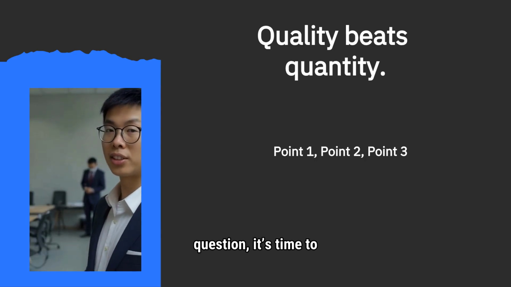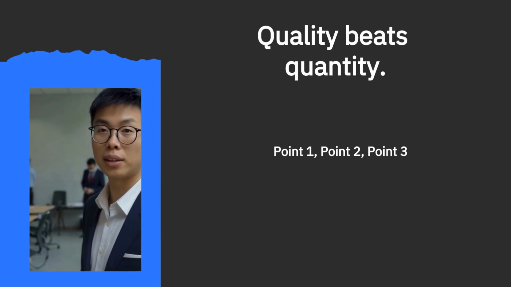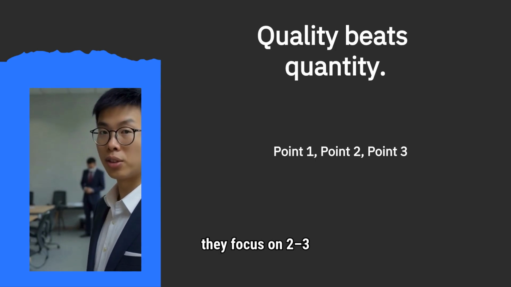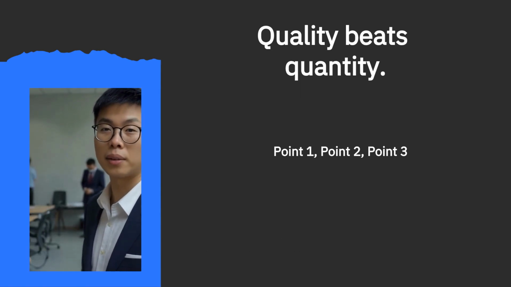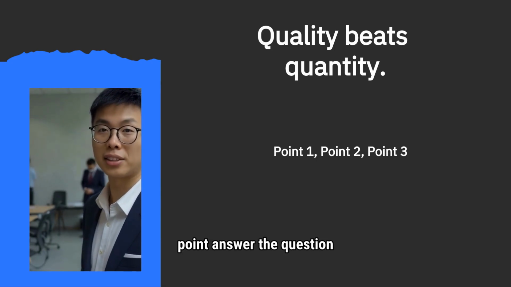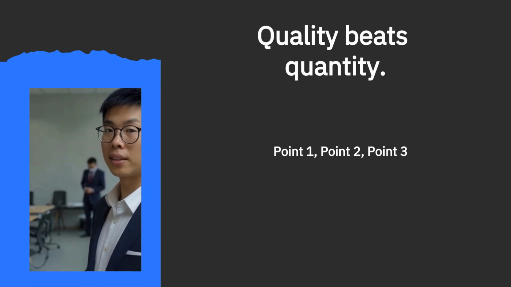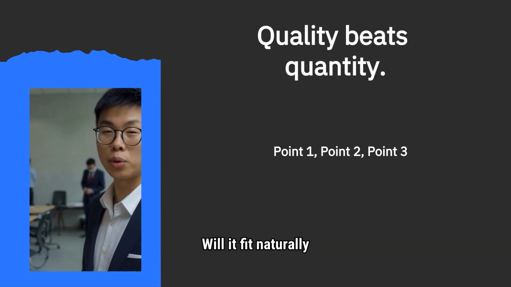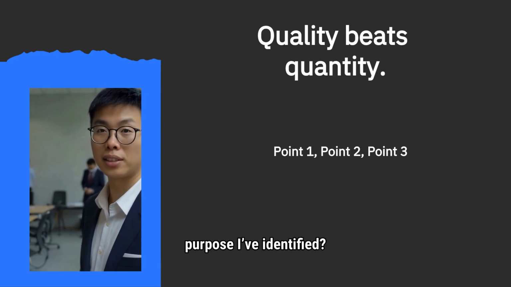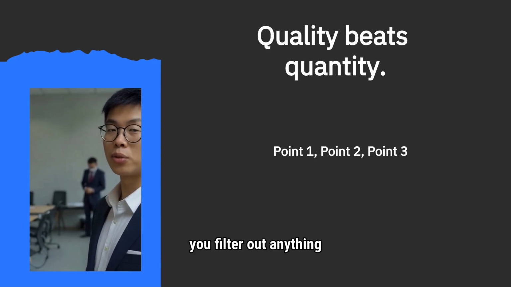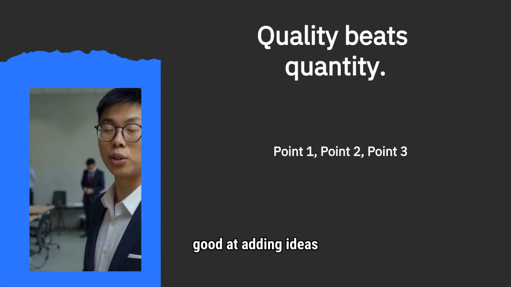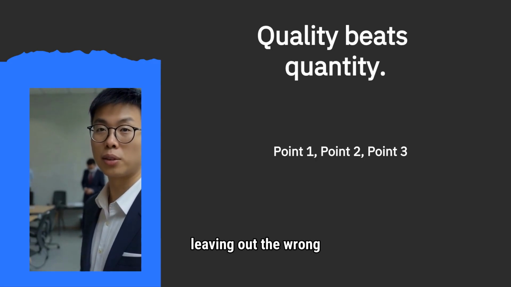Once you've decoded the question, it's time to choose your main points. Strong answers don't try to include everything you can think of. They focus on 2 to 3 well-developed ideas that directly address the task. Ask yourself, does this point answer the question exactly as it's worded? Can I expand it with clear examples, reasons, and evidence? Will it fit naturally with the tone and purpose I've identified? This is also where you filter out anything interesting but irrelevant. High achievers aren't just good at adding ideas, they're good at leaving out the wrong ones.